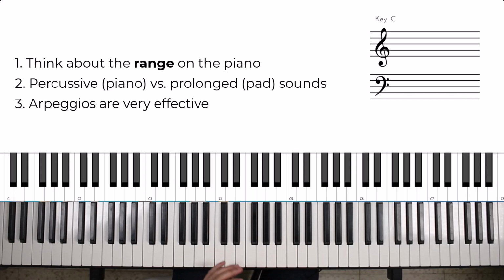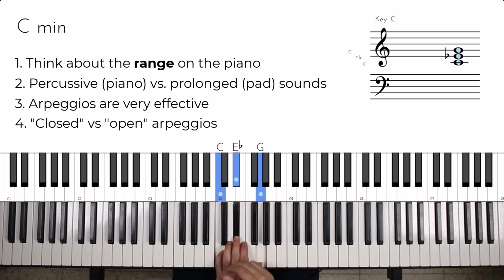Now, some of the arpeggios can become quite complex, and I'll give you just one idea. Starting from the root position, you can take the middle note, so in this case it's an E flat, and move it up an octave. In this way you're opening up the chord. So instead of playing a C minor arpeggio like this, you can play it like this.